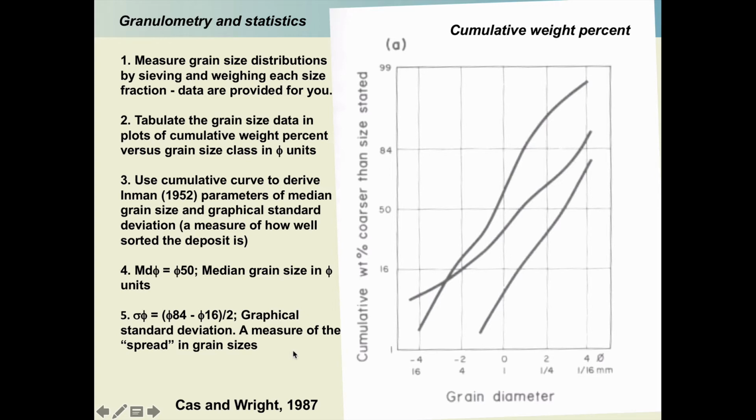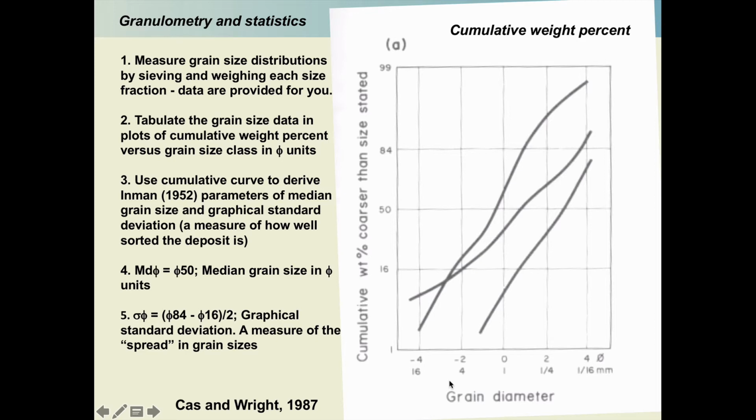Sigma phi is the graphical standard deviation. It's a measure of the spread in the sizes. So sigma phi is equal to the phi at the 84th percentile minus phi at the 16th percentile, divided by 2. In order to calculate that graphical standard deviation, you would go to the 84th percentile, come on over here, and say, okay, for this curve, that's a phi of about 1. The 16th percentile for this curve is a phi of about minus 2.5. And you do the subtraction here, phi 84 minus phi 16, divided by 2, and that gives you the sigma phi.